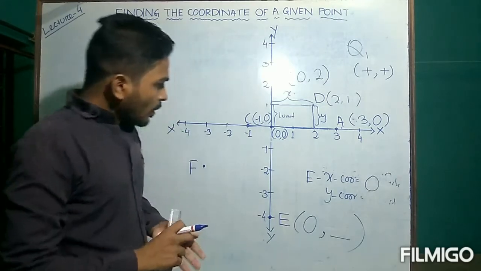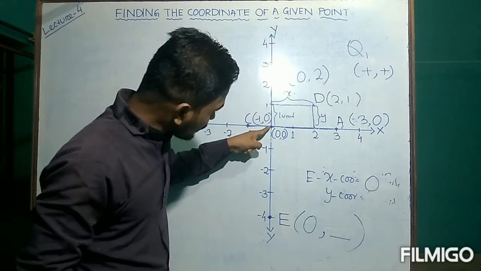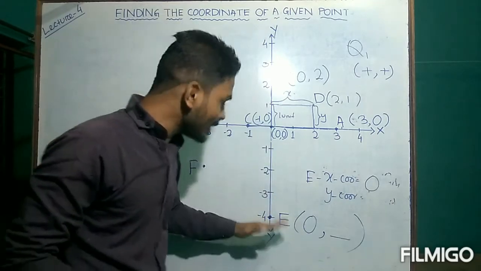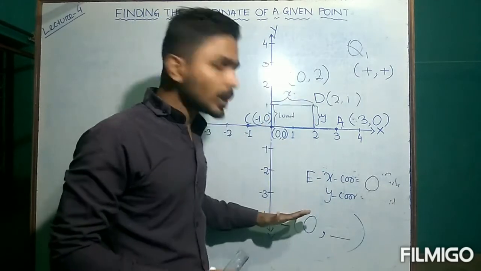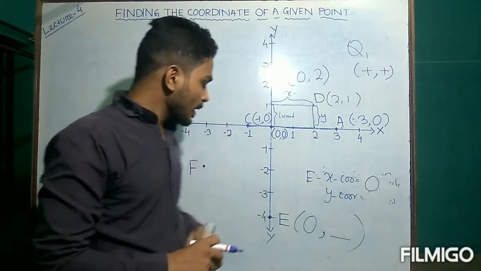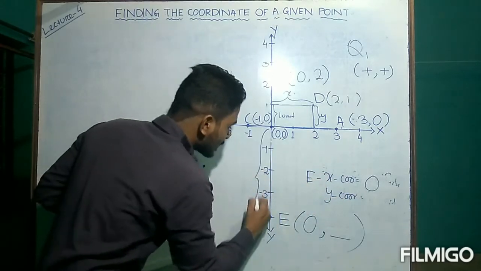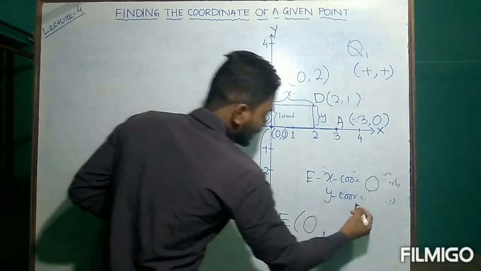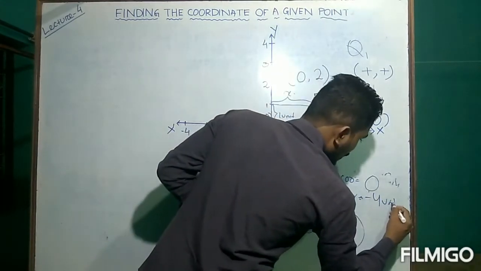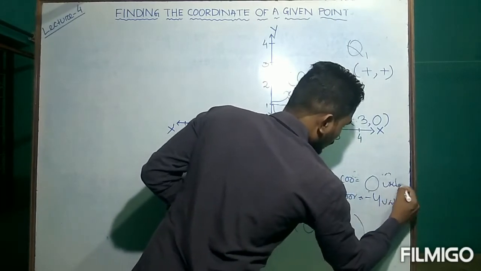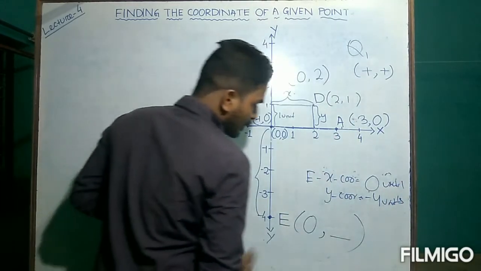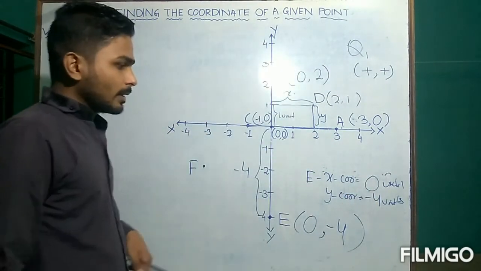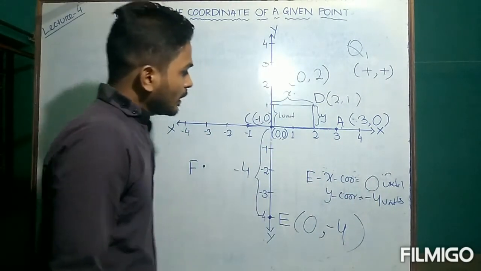Now, for the y coordinate, you have to start the journey from the origin and move 4 units in the negative direction of the y axis. Towards the bottom. Bottom means negative. So how many units do you have to move? You have to move -4 units. So the y coordinate is -4. So the coordinate of E is 0, -4. Understood?